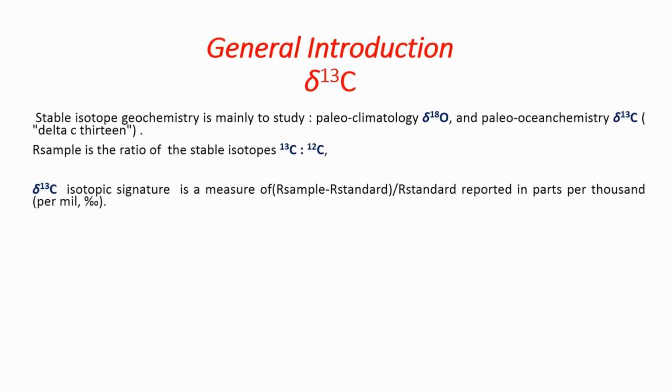Delta carbon 13. The stable isotope geochemistry is mainly to study paleoclimatology using delta oxygen 18 and paleo-ocean chemistry using delta carbon 13. And also our sample is the ratio of the stable isotopes between carbon 13 to carbon 12. So delta carbon 13 isotopic signature is a measure of our sample minus our standard, divided by our standard, reported in per mil, in parts per thousand.